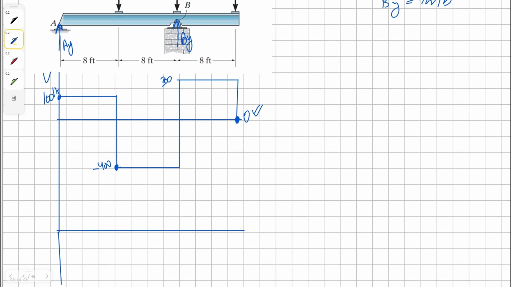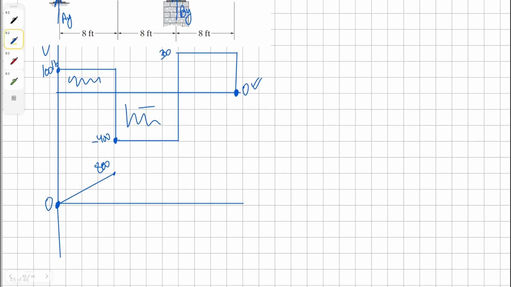Okay, and for moment, we're going to begin at 0, and then we have this area here, which is 100 times 8, so 800 positive. So we're going to go up 800, and we're going to have a first order curve. Then we have a negative area. It's going to be negative 400 times 8. 4 times 8 is 32, so 3200. So we're going to go downwards 3200. So 32 take away 8 is 24, so we're going to come down to negative 2400.